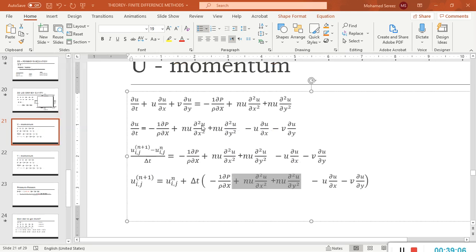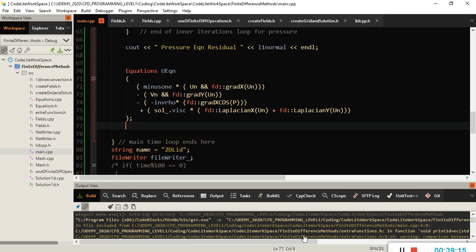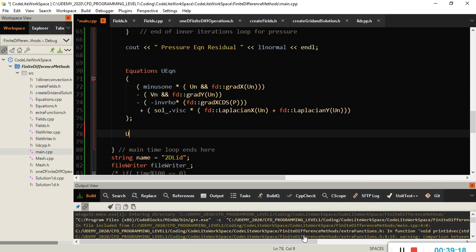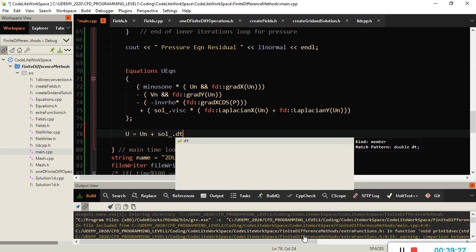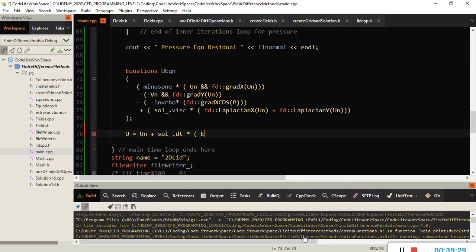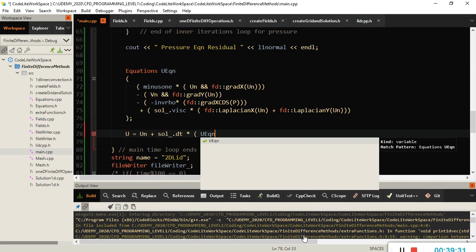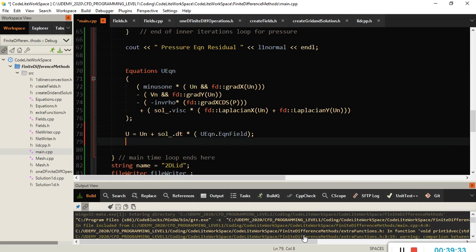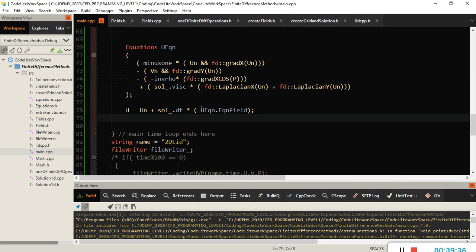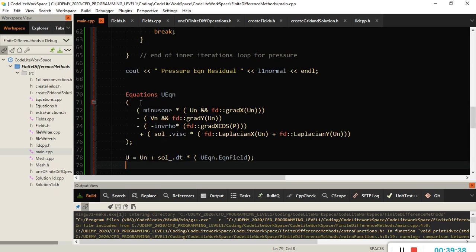Now it's time for us to say that multiply whatever is the outcome of the equation with delta t and add the old velocities. So simply u will be equal to un plus solution dot delta t times u equation dot equation field. Okay, so there we go.